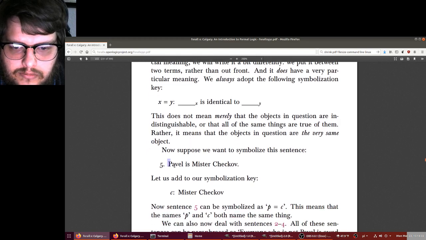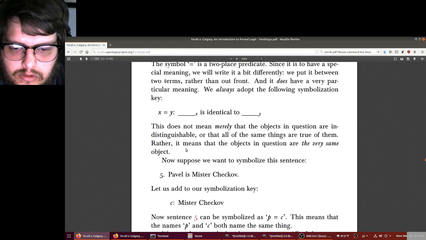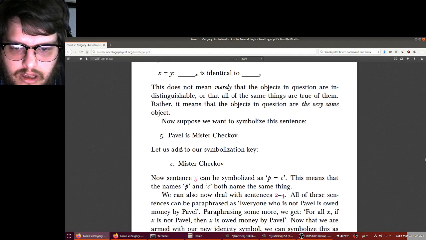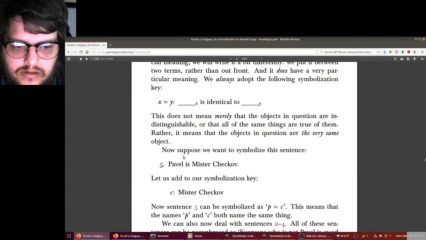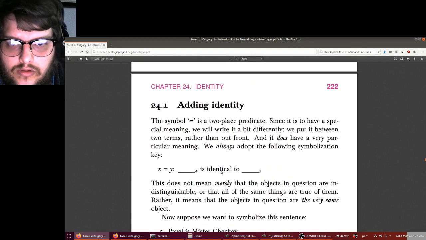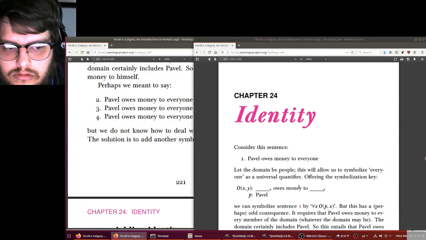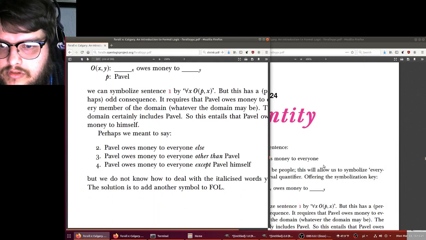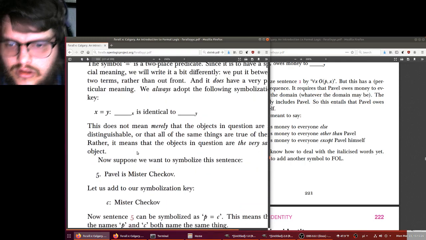So now they want to say Pavel is Mr. Chekhov. So they have P for Pavel, that was up here, okay, and they'll use C for Mr. Chekhov, and this sentence would simply be that P equals C. That is, these are the same people. Now with this, we can deal with sentences 2 through 4. So let me bring up the other screen, so we can keep those sentences on the screen. Here we go.